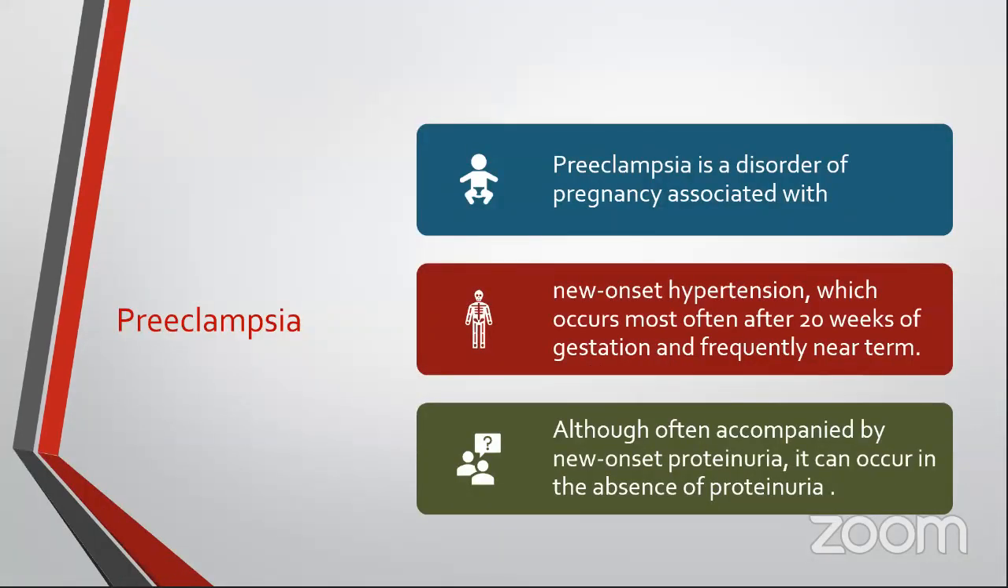Preeclampsia is hypertension with new onset, which occurs most often after 20 weeks of gestation and frequently near term. Although often accompanied by new onset proteinuria, it can occur in the absence of proteinuria. So the presence of proteinuria is not necessary to diagnose preeclampsia.